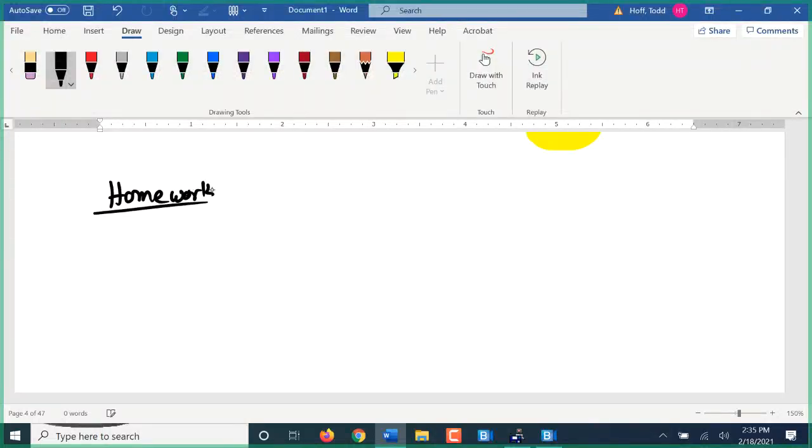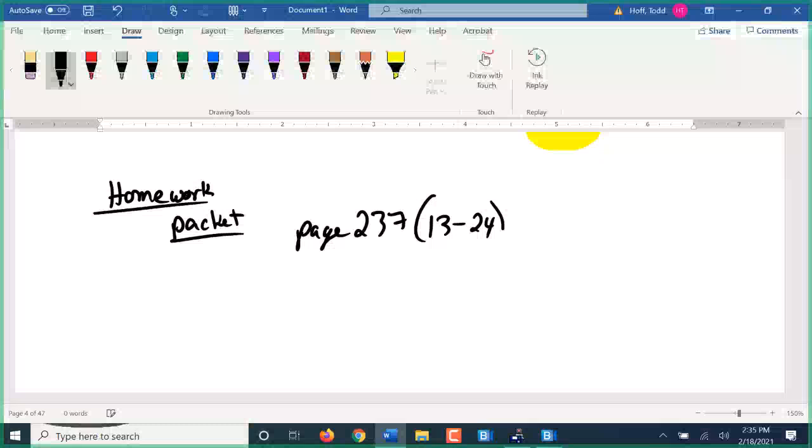So for right now, we're going to give you homework out of that packet again from yesterday. We're going to be using that for a few days yet. Page 237, 13 through 24. So that's just the next section on the first page. And then page 265, it's just the next section on that page as well, 15 through 22.